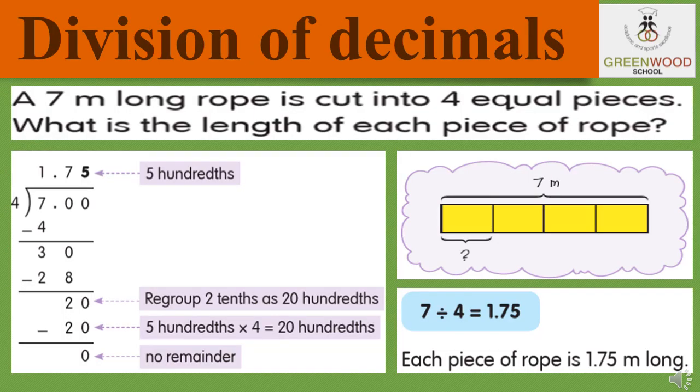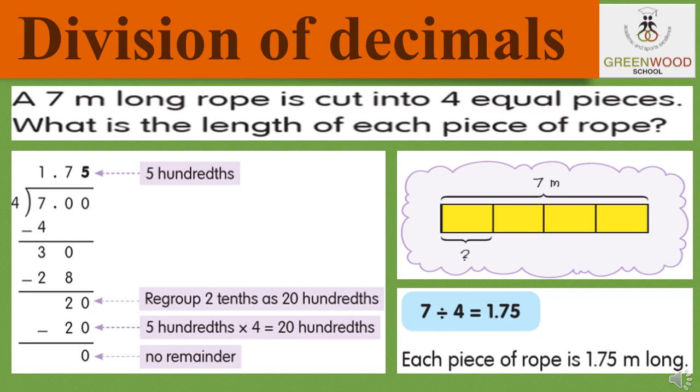Next topic is division of decimals. A 7-meter long rope is cut into 4 equal pieces. What is the length of each piece of rope? A 7-meter long rope is represented in 4 blocks as it is divided in 4 equal parts. Now we need to find the length of one part. For that we'll divide 7 by 4. We'll write 7 as 7.00. We'll put 2 zeros after decimal point.